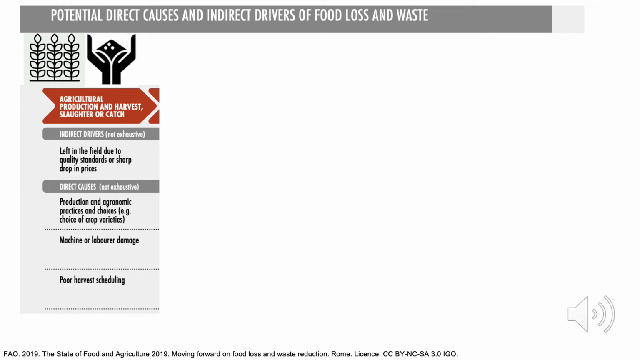Another indirect cause would be produce being left in the field. For example, in Kenya during the rainy season, a lot of people plant tomatoes at the same time, and then there's a high supply at certain parts of the year causing prices to drop, and then there's an overall lack of demand, which leads some larger farmers to leave their product in the field.